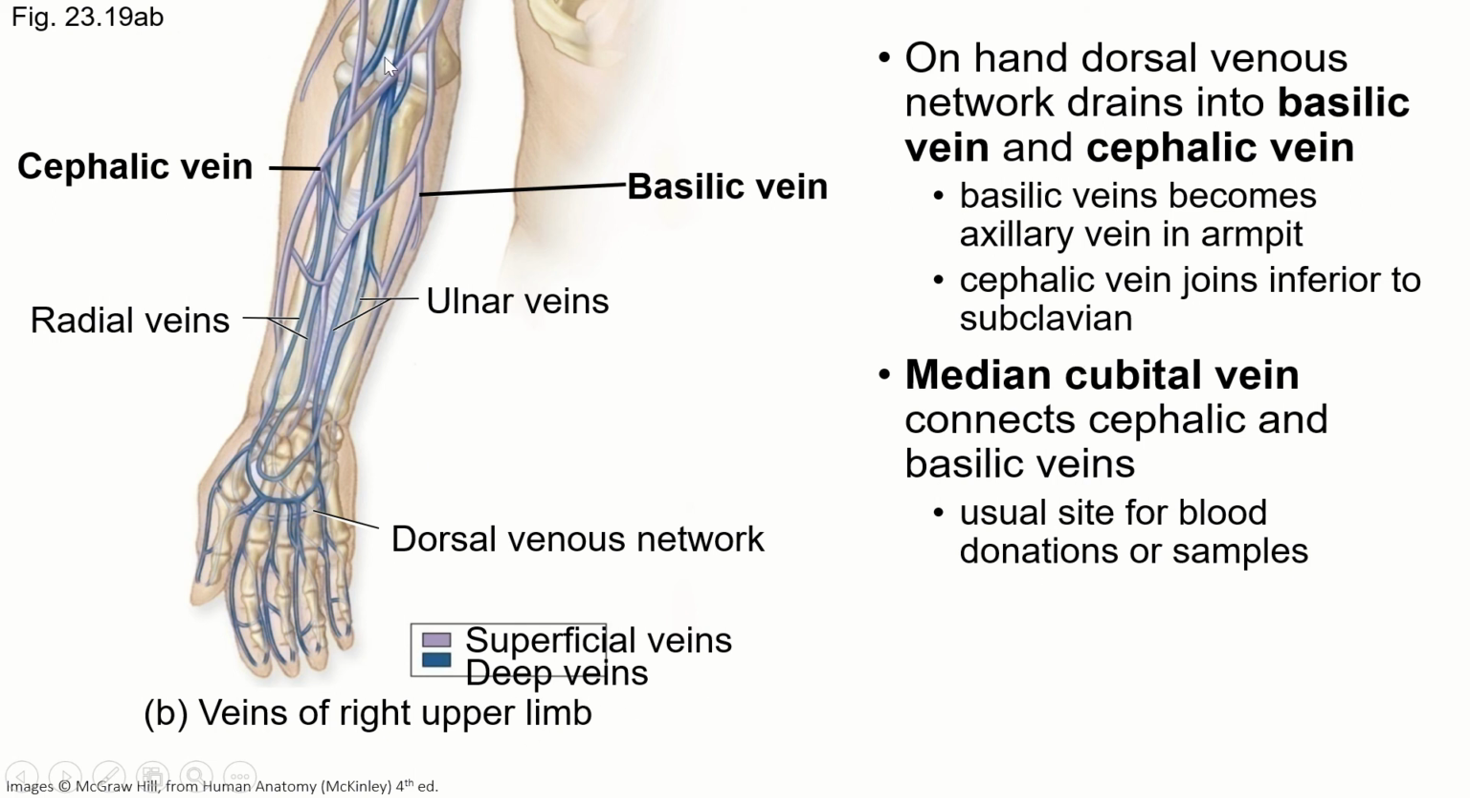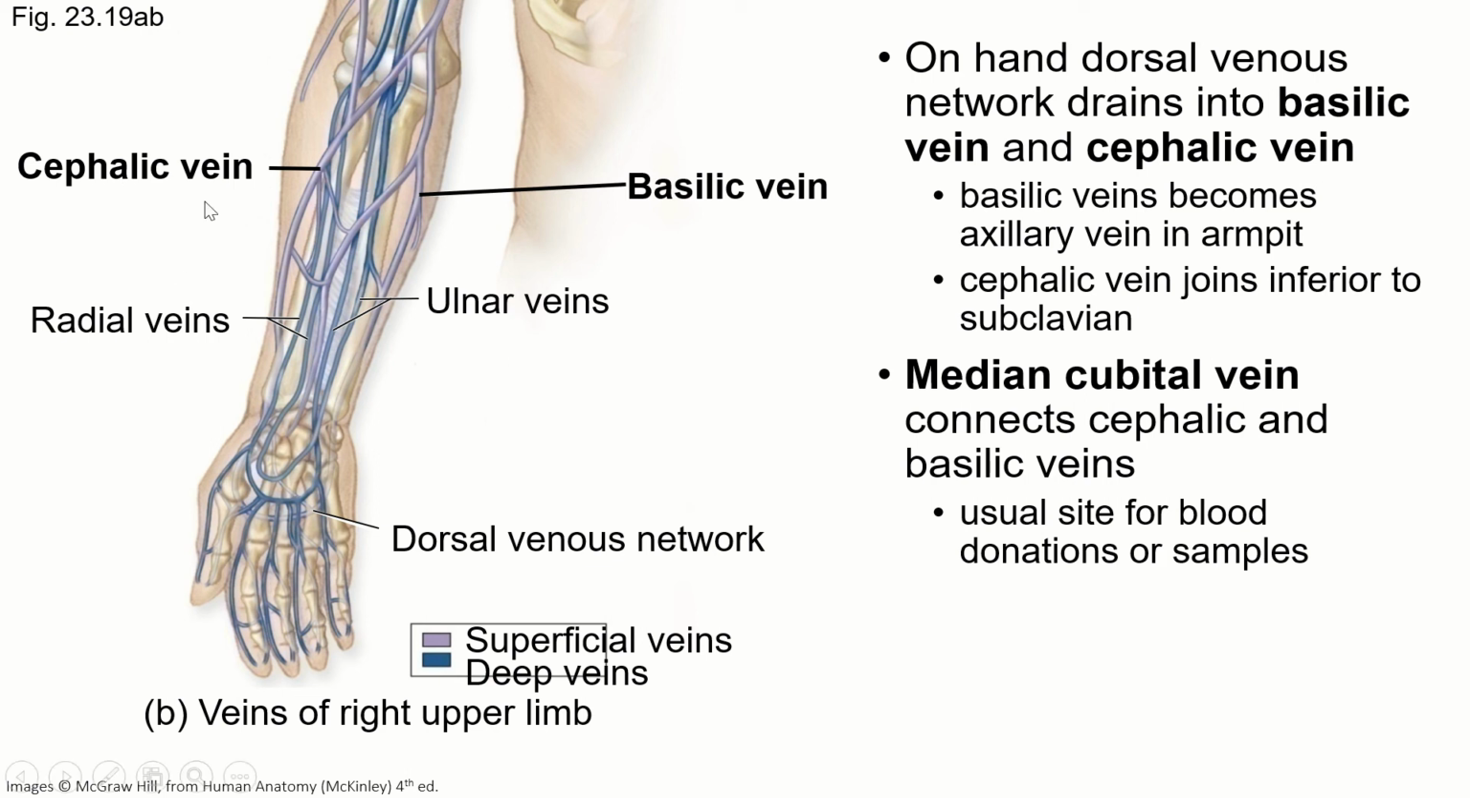The cephalic vein runs along the lateral side. The basilic vein runs along the medial or basal side of the arm. So if you stick your arms out to the side, straight out from the shoulder, like if you abduct your arm, your basilic vein is on the basal side of the arm.